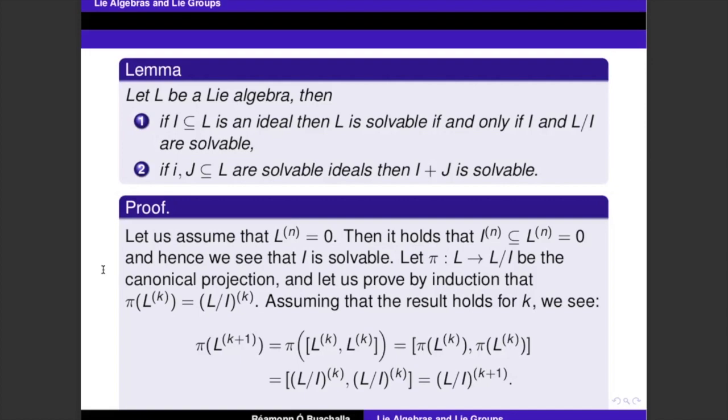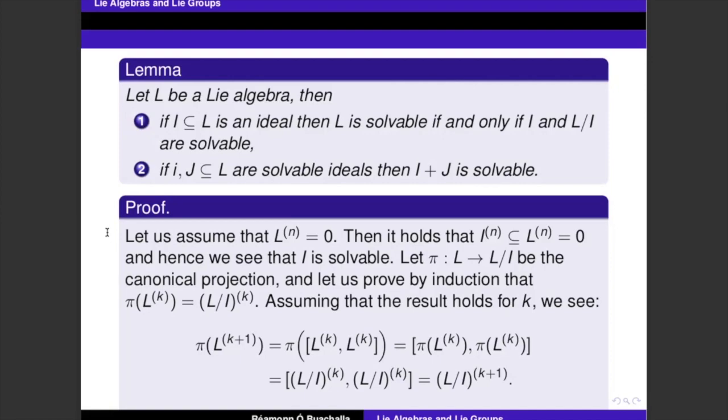Moreover, sorry, this is a typo here as well. This should be an uppercase I. So if I and J are two solvable ideals, then by taking their sum, just the linear span of all of the elements in I plus J, then you know that this sum of the two is actually solvable as well. Okay.